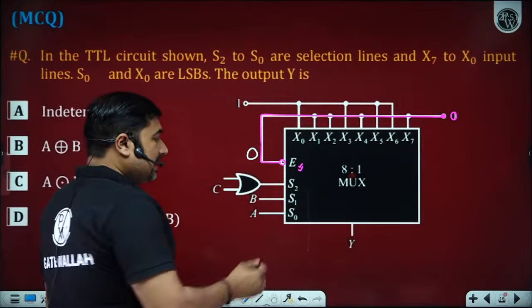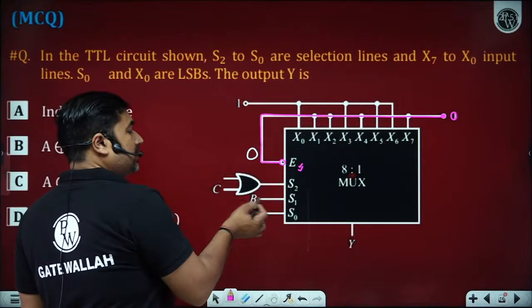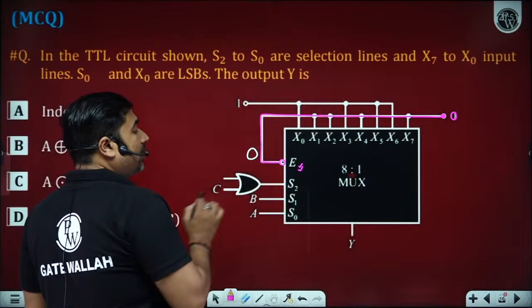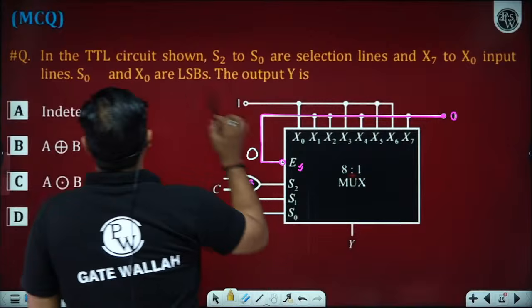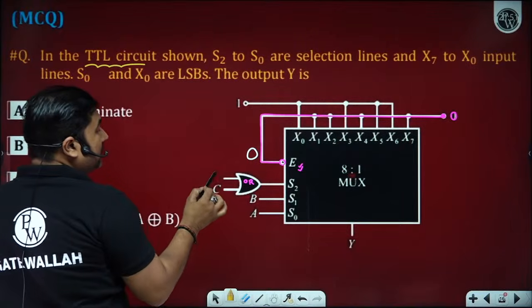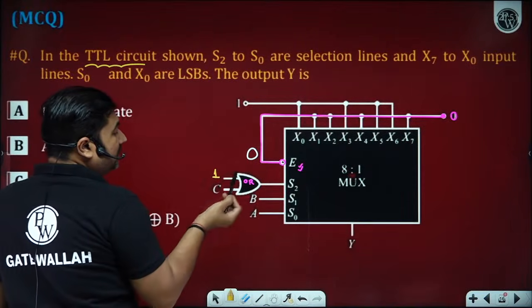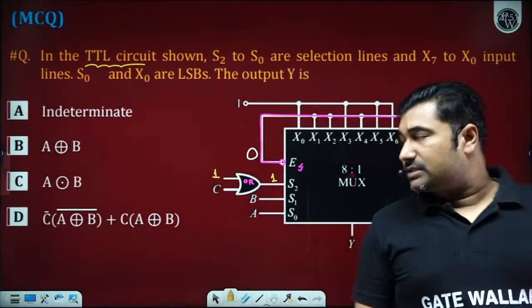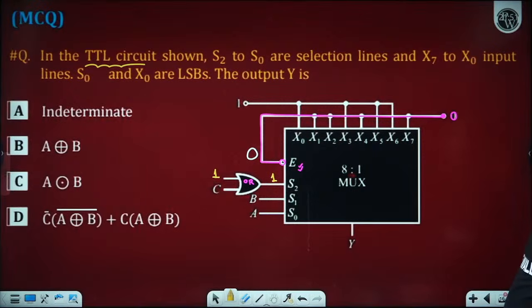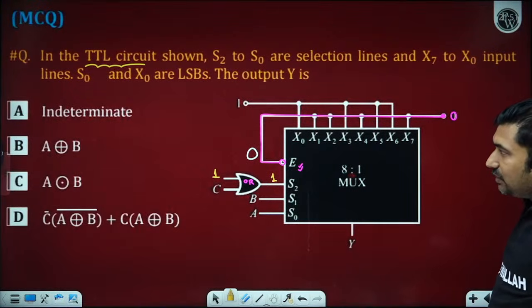Now onto the select line, we have S0, S1, and what is this OR gate? And this is basically a TTL circuit. So in a TTL circuit, unused input will be treated as logic 1. 1 plus anything is 1. We will get 1 only. So onto the S2, we are getting 1, because this is a TTL circuit. In a TTL circuit, unused input is automatically treated as logic level 1.